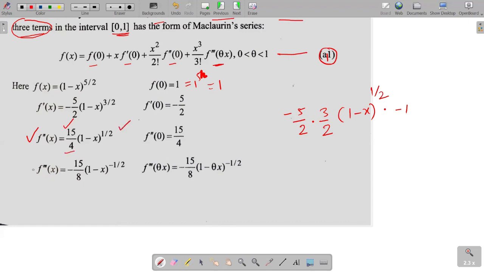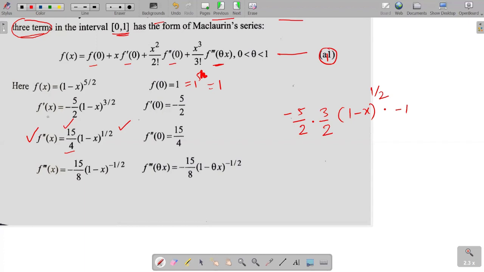Similarly, again differentiate f double dash of x, so that we get here f triple dash of x. So we get here f triple dash of x 15 divided by 8. Okay. 15 divided by 8. Derivative of 1 minus x is minus 1, minus x to the power half minus 1 will be minus half. And only these 3 derivatives are required.